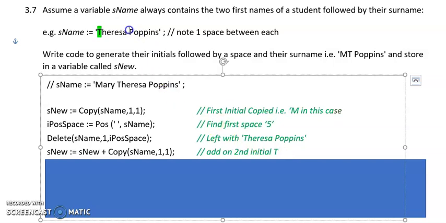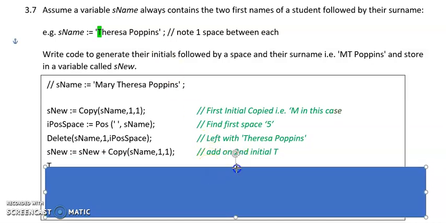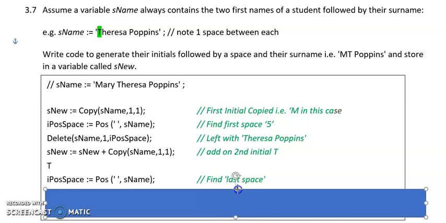Right, now I'm not interested in Teresa anymore. I'm very fickle by the sounds of it. So I need to take the space, and I'm only interested in Poppins. That's actually all I'm interested in now. So let me find the last space; in fact, it's the only space that's left now. So where is that space? 1, 2, 3, 4, 5, 6, 7, 8. It's in the 8th position.